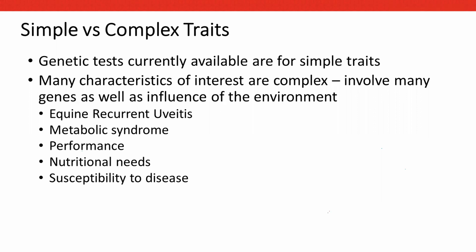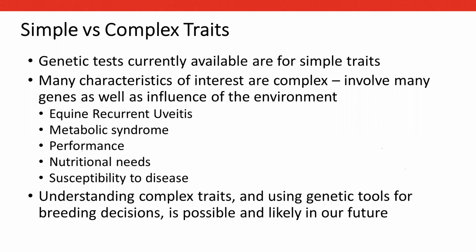So one of those things I mentioned that is complex is equine recurrent uveitis. We know that TRPM1 is a risk factor. However, it also appears that another section of the horse's genome contributes risk to whether or not the horse is prone to developing this problem. Metabolic syndrome is something a lot of people are very interested in studying, but also is very complex, although it likely has at least partially a genetic background of what causes it. Different performance traits, nutritional needs, and finally susceptibility to disease. This is becoming more and more important. If we can breed horses that are less susceptible to disease, I think we'd all agree that that's a good thing.